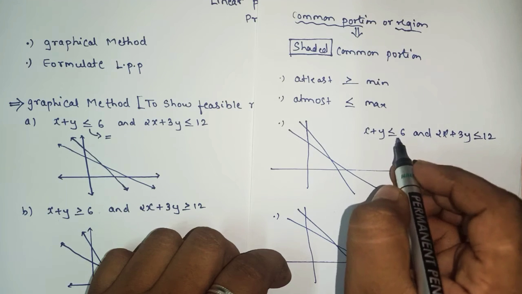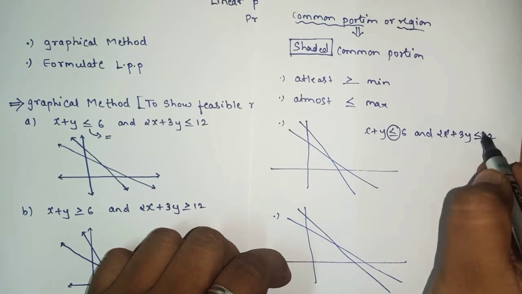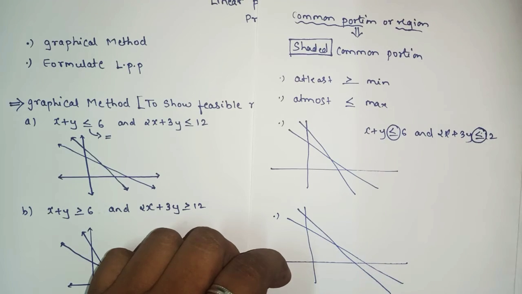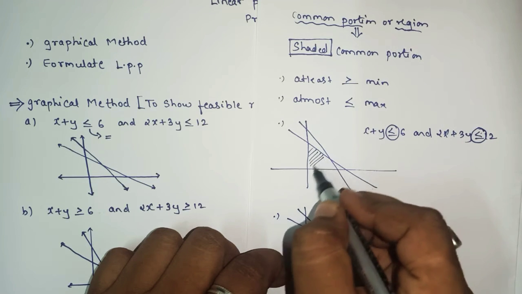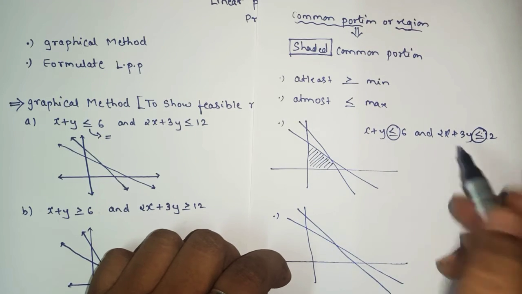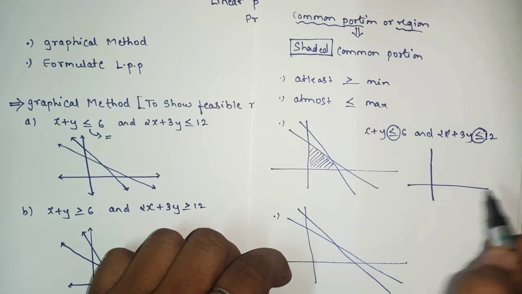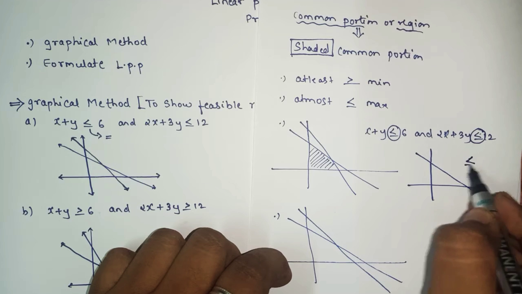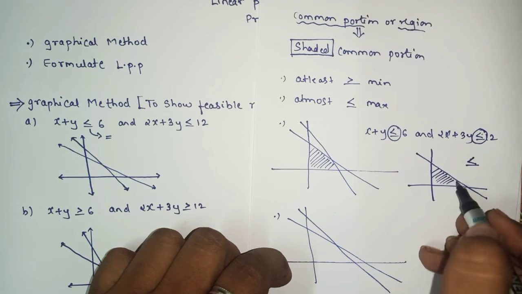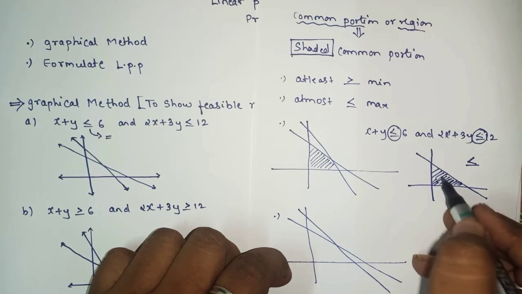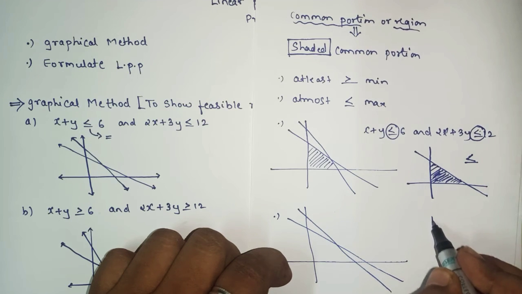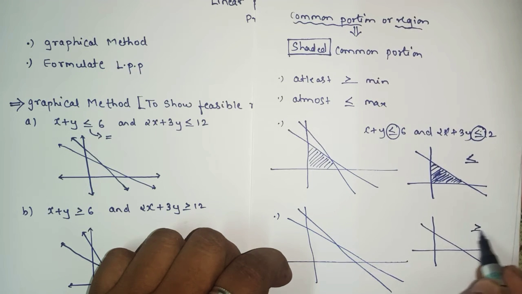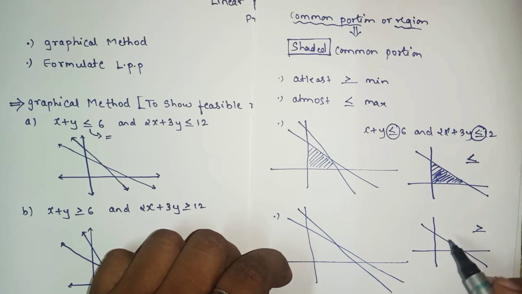if each and every equation contains less than or equal to, always remember the feasible region, the shaded portion, will come inside. Always it will be inside only. Okay, so remember this technique. Whenever it is less than or equal to, the shaded portion will be inside, touching the origin. Okay, whenever it is greater than or equal to, the shaded region will come this side.